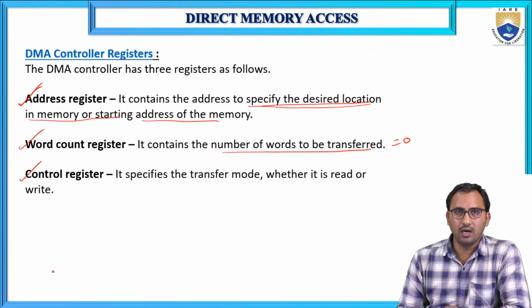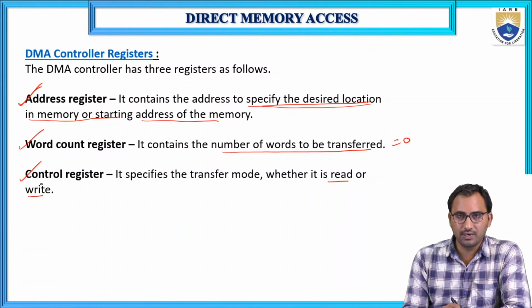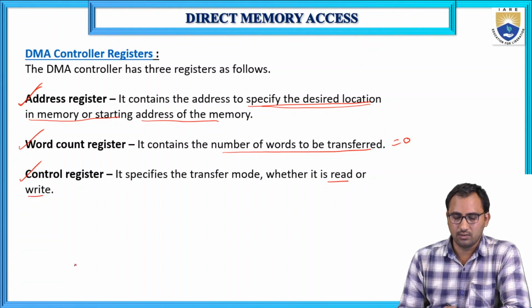And the third one is the control register. So it specifies the transfer mode. Because we are performing two types of operations with this, one is the read operation and another one is the write operation. So this read or write we can specify using this control register.